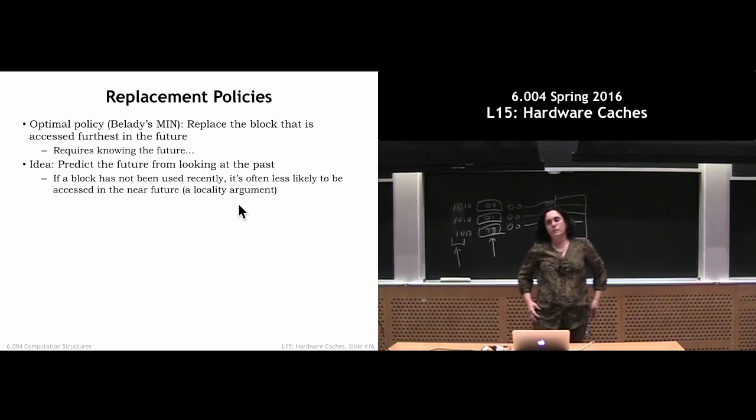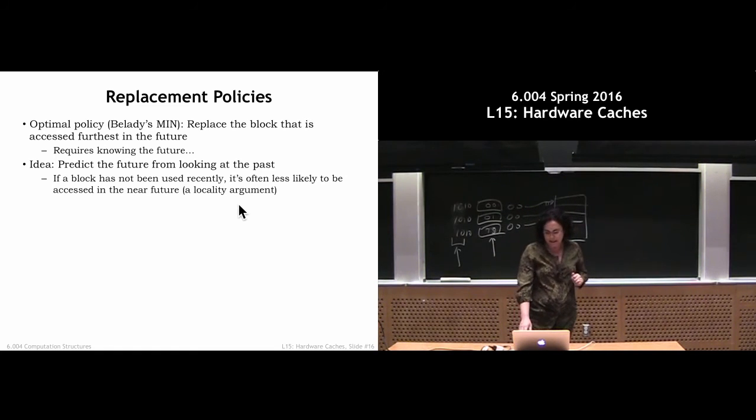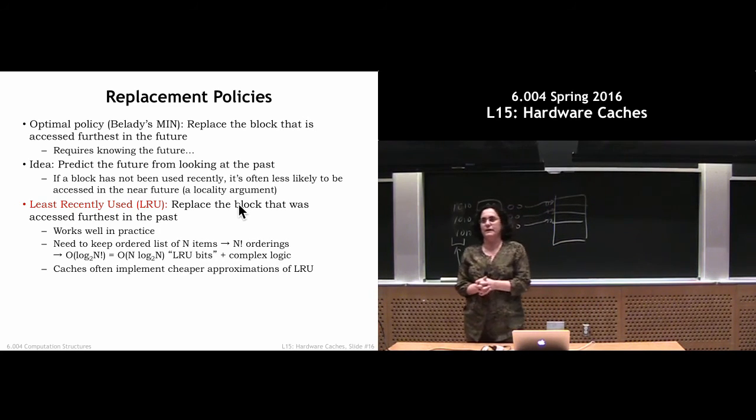And so what we want to do is take a look at the addresses that we've seen so far and use them to predict what we think is going to happen in the near future. Then we're going to replace the one that we think is the least likely to be used. And so what this leads us to is a replacement policy known as least recently used. The way this works is you keep track of when you brought things into your cache and when they were most recently accessed.